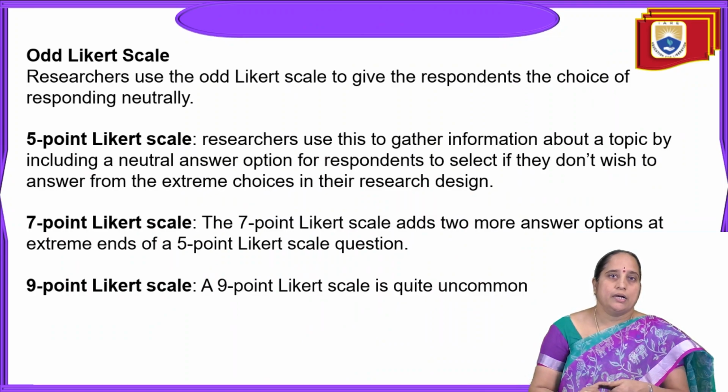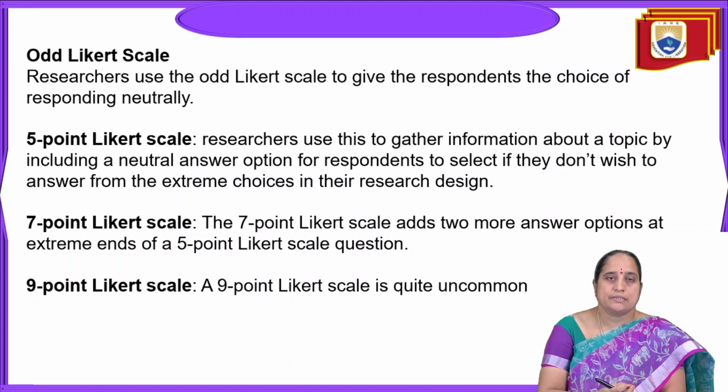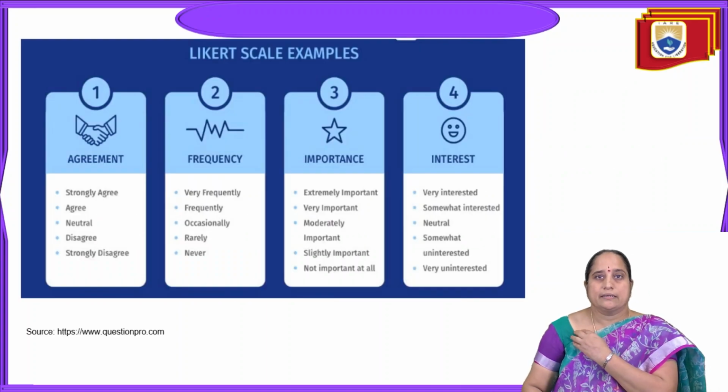Coming to the odd Likert scale, it depends upon the number of points on a scale. If you are going to construct a 5 point, 7 point, or 9 point scale, these 5, 7, 9 are known as odd numbers. So there will be 5 points, 7 points, or 9 points on the scale. A 9 point Likert scale is quite uncommon, but in most cases people will prefer 5 or 7. That type of Likert scale is known as an odd Likert scale.